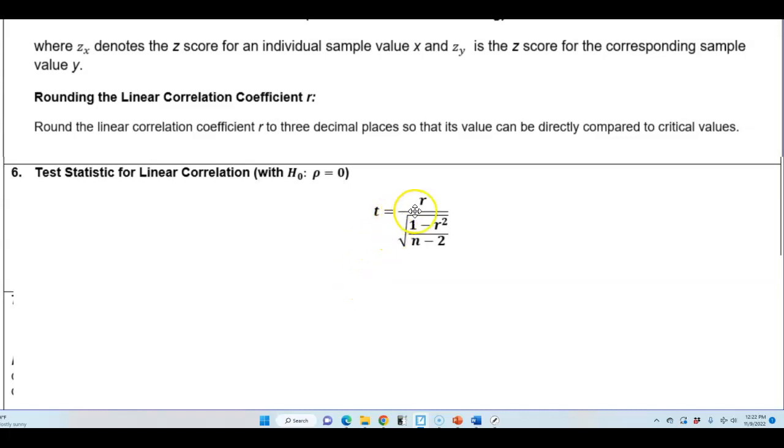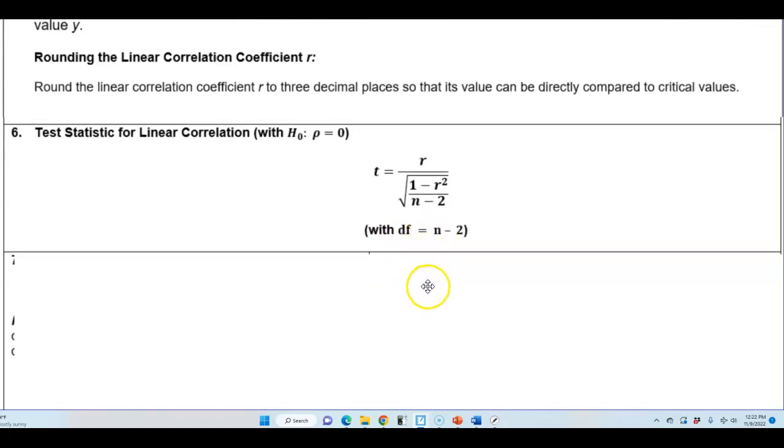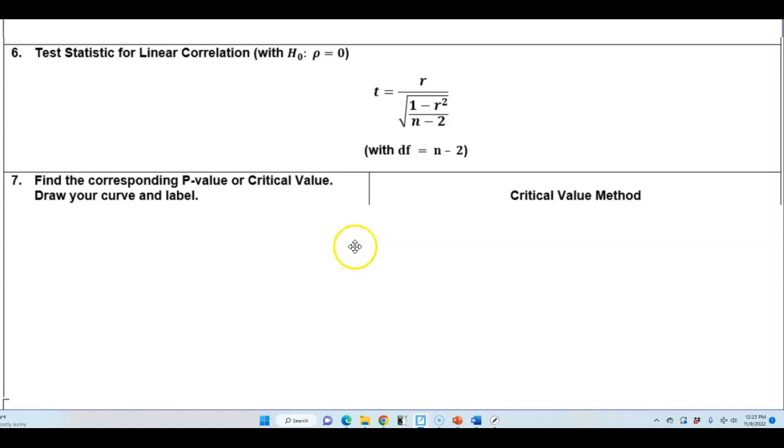T is going to equal r over the square root of (1 minus r squared) divided by (n minus 2), with the degrees of freedom equal to n minus 2. And number 7, find the corresponding p-value or critical value.